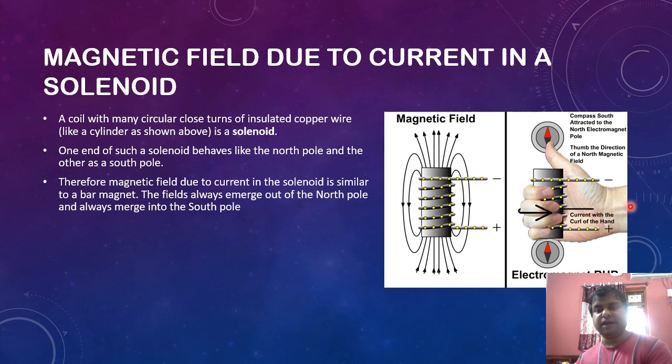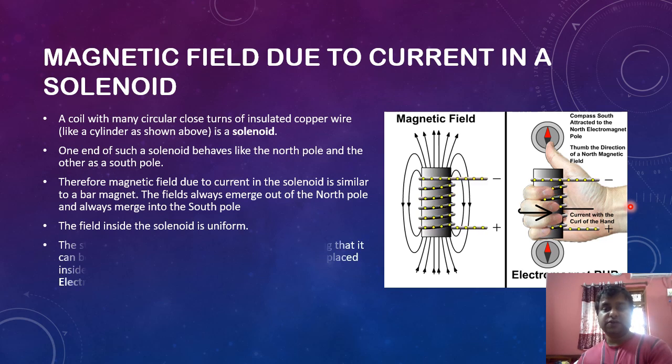So a solenoid acts just like a bar magnet. It has got a north pole and a south pole. From the north pole, the magnetic field lines emerge. At the south pole, the magnetic field lines converge. Inside the solenoid, the orientation is from south pole to north pole, just like a bar magnet. However, the field that is seen inside a solenoid is said to be uniform.